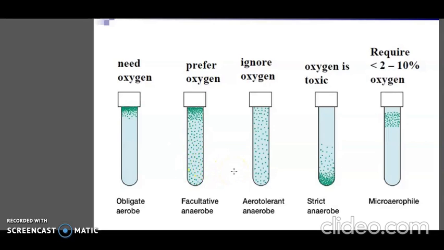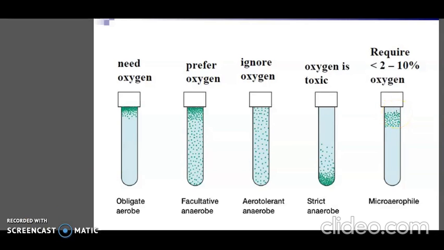The next group is the aerobe-tolerant anaerobes. They are anaerobes which do not require oxygen for growth, but the presence of oxygen does not affect their growth. They can tolerate oxygen even though they don't use it to produce energy. Example of this category is Enterococcus faecalis. The next group is the obligate or strict anaerobes. These organisms cannot tolerate oxygen at all. They die in the presence of oxygen. Example of this group is Bacteroides, Fusobacterium, etc.